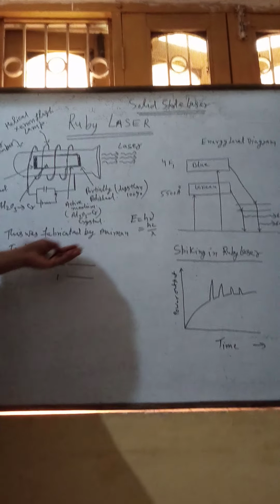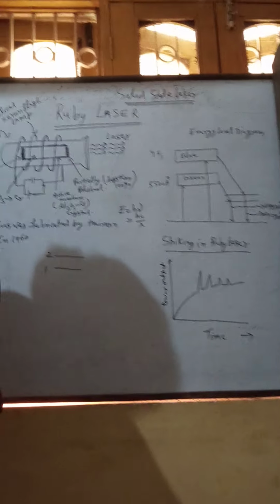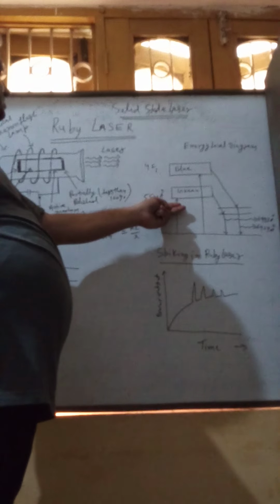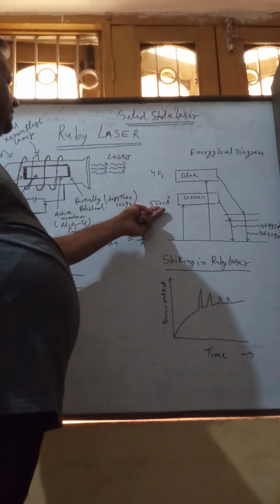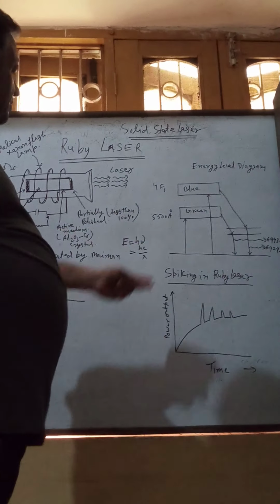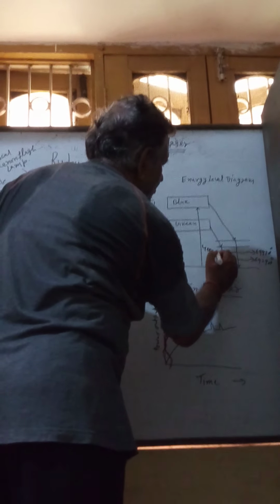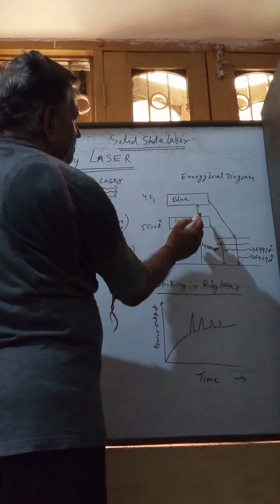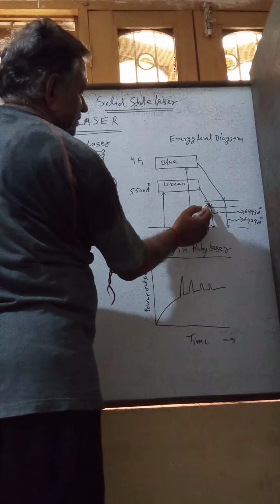It is clear from the three-level energy level diagram that when the green photons, green rays, which are 5500 angstroms, are absorbed, and the blue is from 4000 angstrom, the atoms go to the higher level.